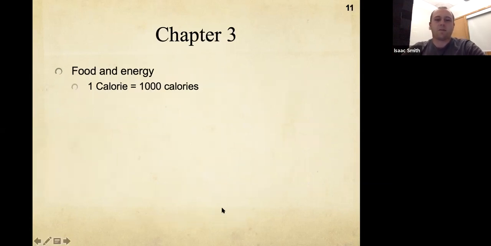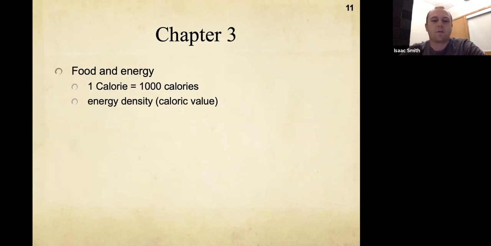Okay, getting into chapter 3, we start talking about calorimetry. So just remember the big C calorie is different than the little c calorie, right? So the big C calorie is also written as a kcal, okay? Sometimes you just hear it called a food calorie, okay?